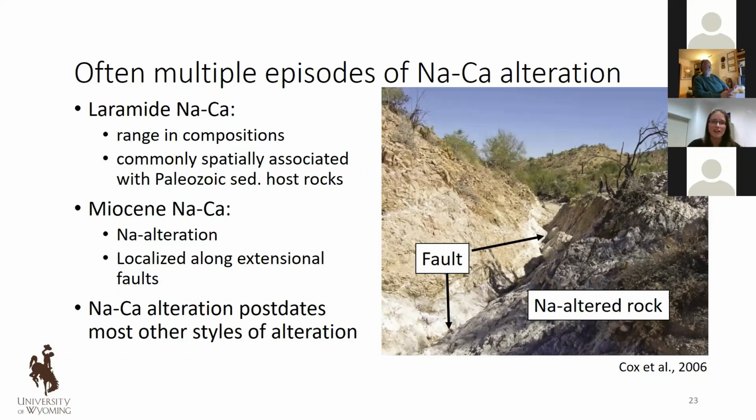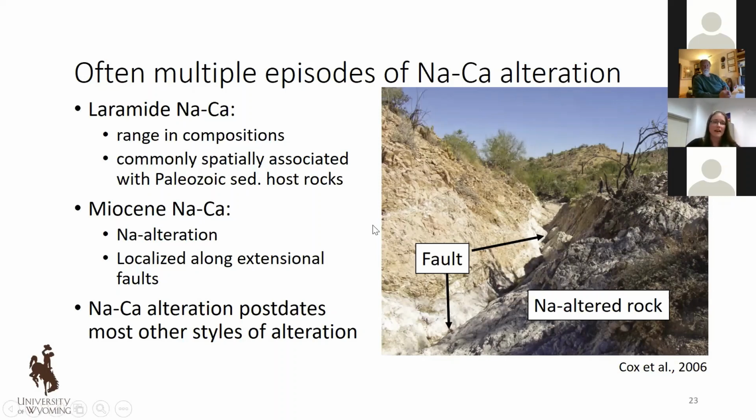Then we have these younger Miocene sodic calcic events, which are typically localized along extensional faults. So there's a beautiful image here. This is from Cox et al. 2006 out of the Ajo district in southwestern Arizona. And here, this extensional fault, the Gibson Arroyo, has really extraordinarily strong sodic alteration all along it. So here there's a nice spatial variant between the two. Obviously, if faults are localizing the alteration, it's going to be strongly associated with those faults. And what we also found is the fault-related sodic calcic mineralization tended to only develop the albite epidote chlorite assemblage, where we were able to observe it.